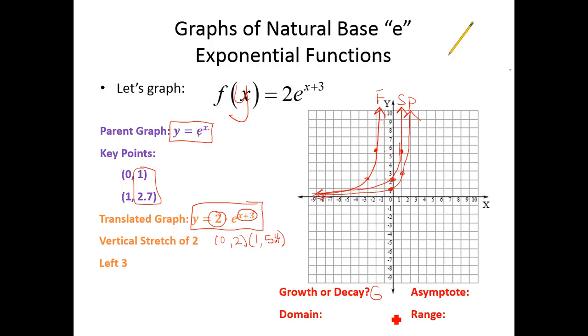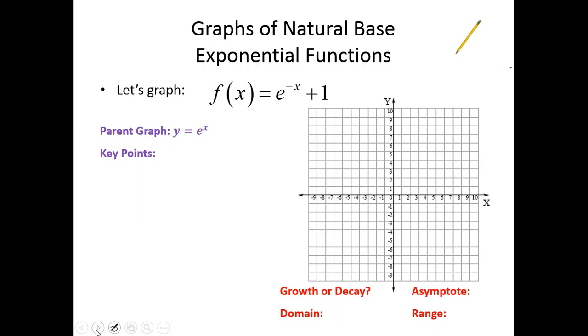I still see it starting real small and then swooshing way up. Asymptote, still at y equals 0. So my domain's still going to be all reals, and my range is still going to be y is greater than 0. Okay, so now let's take a look at one more.